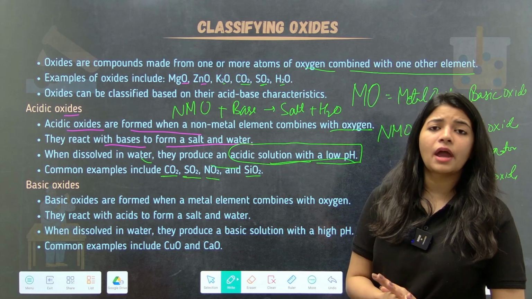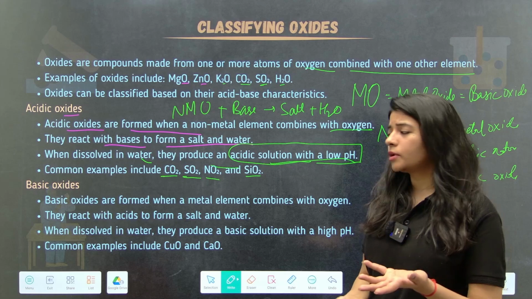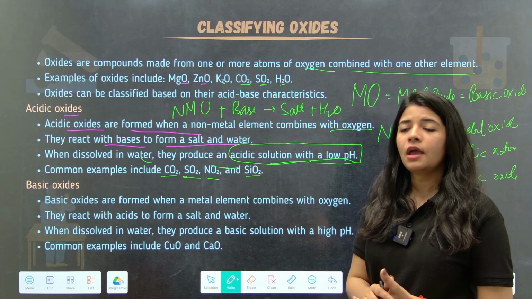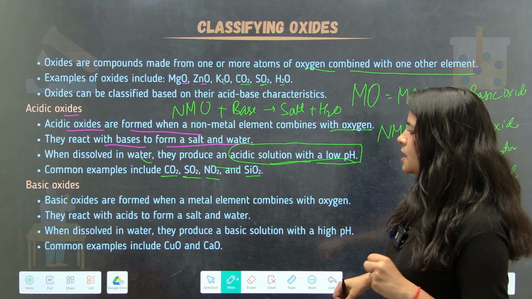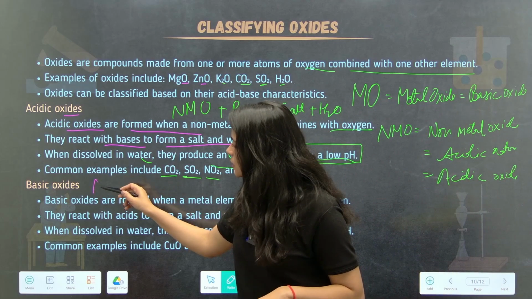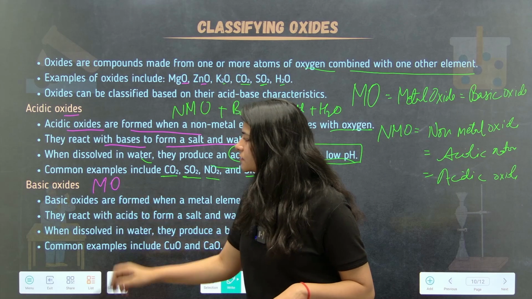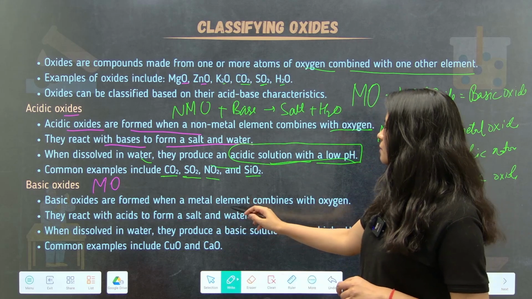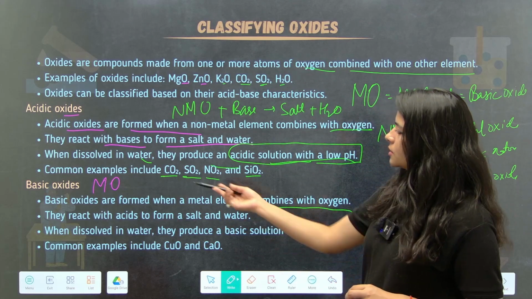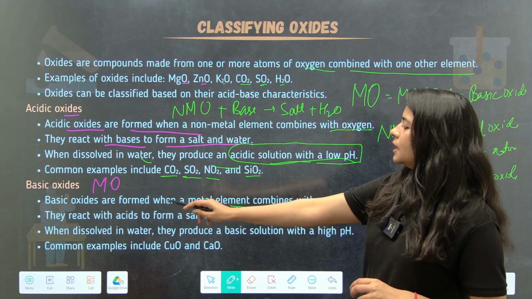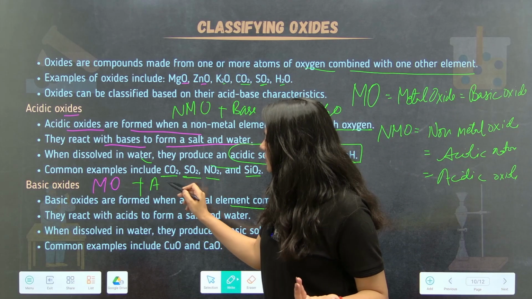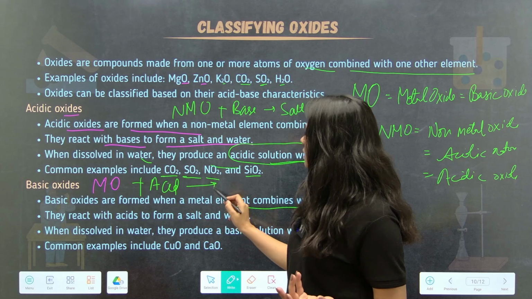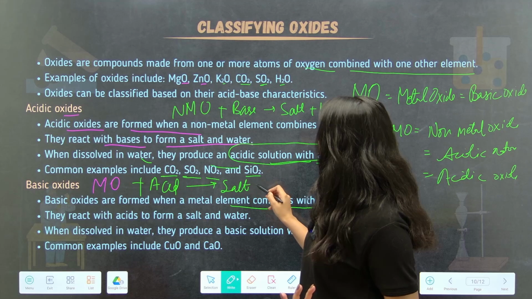When NO2 reacts with water, it gives nitric acid, SO2 gives sulfurous acid, and similarly CO2 gives carbonic acid, which is acidic in nature. Next is your basic oxide. It means they are talking about metal oxides, which are basic in nature. They are formed when a metal element combines with oxygen. They react with acids to form salt and water.